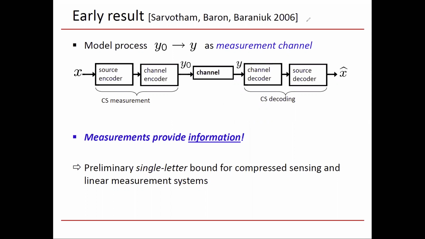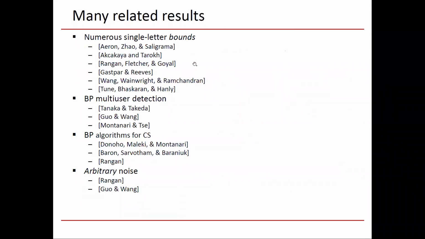And after our result in 2006, at the same time, there were various other results that were similar. There were other single letter bounds by a lot of authors, including Aaron Zhao and Sally Grama in Boston, Aksakai and Tarak at Harvard, Rangan, Fletcher, and Goyal. Rangan is currently at NYU. Fletcher at that time was at Berkeley. Goyal, at the time, I believe, was at MIT. Gaspar and Reeves, they were at Berkeley. A lot of authors, okay?